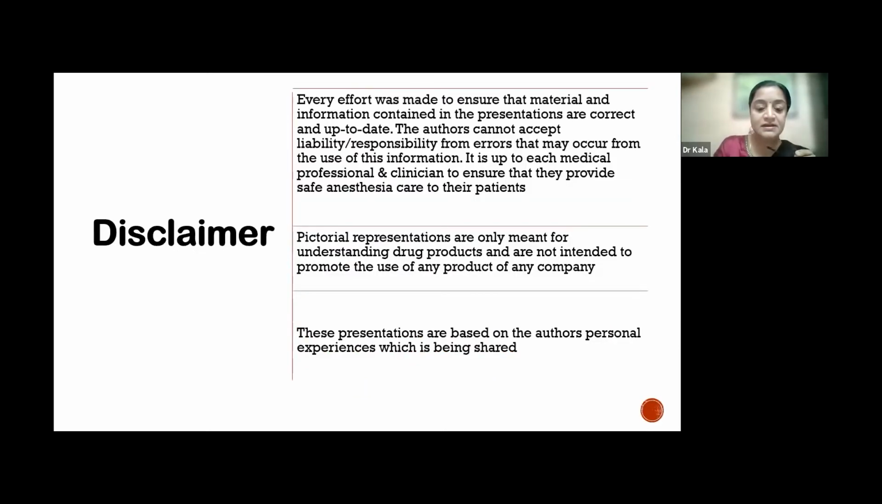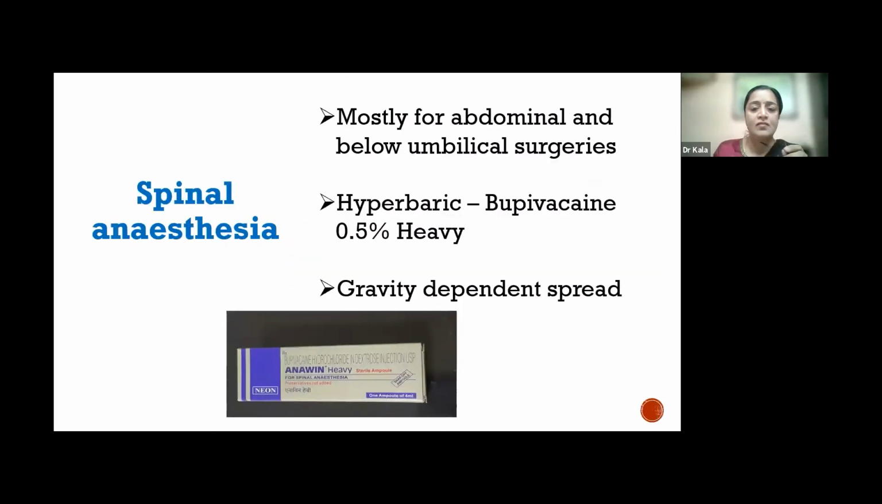This is the disclaimer. What is routine spinal anaesthesia? What we give routinely is mostly for abdominal and below-umbilical surgeries: hyperbaric bupivacaine, 2-3 ml of 0.5% heavy. It's gravity dependent, so you give head low or head high and adjust according to the requirements of the surgery.